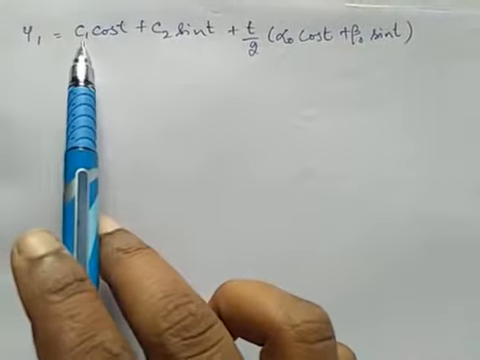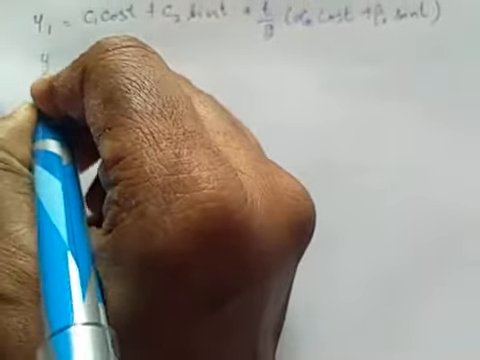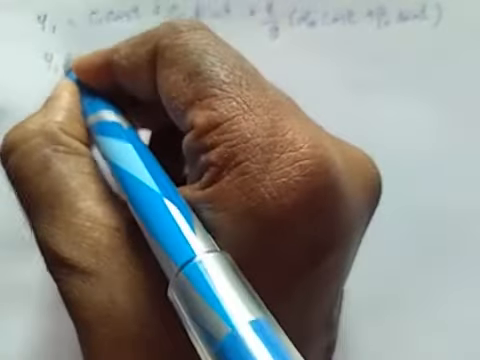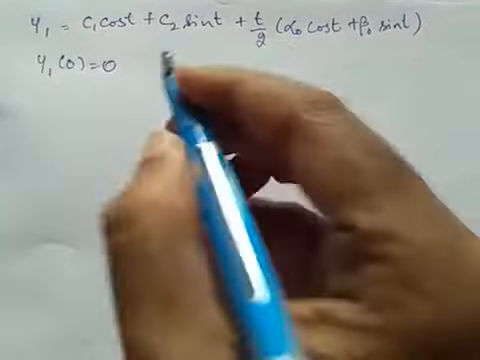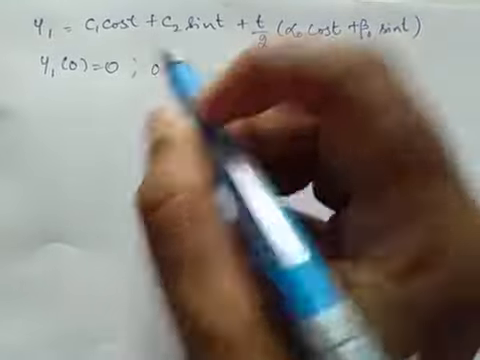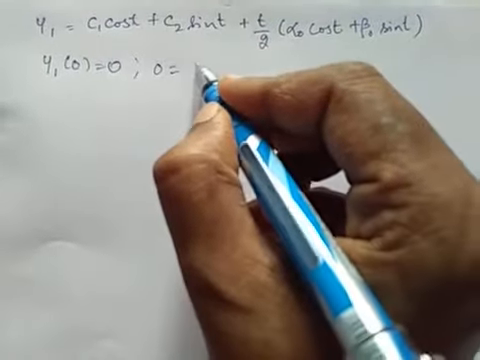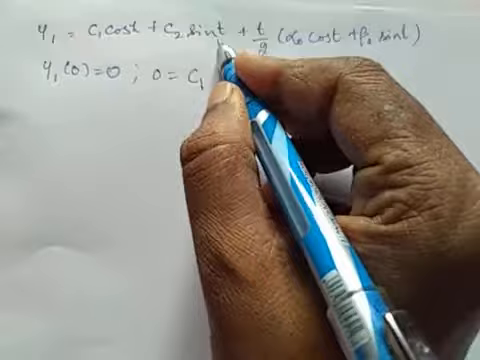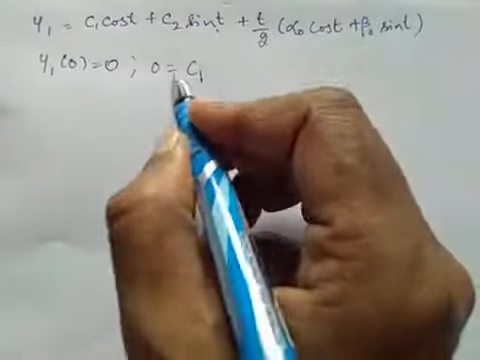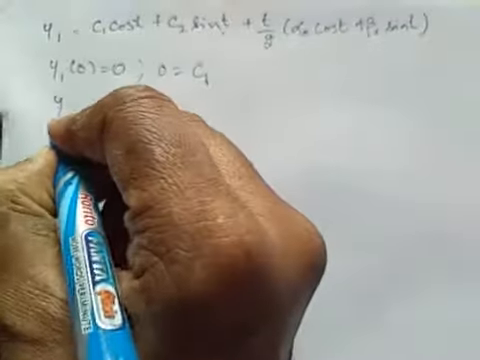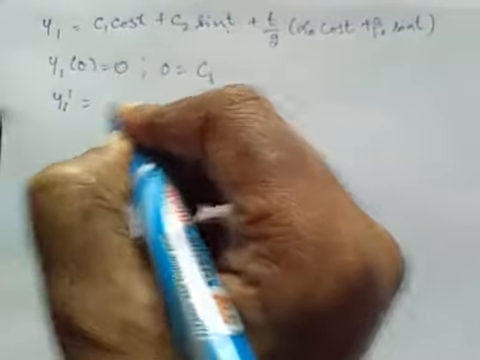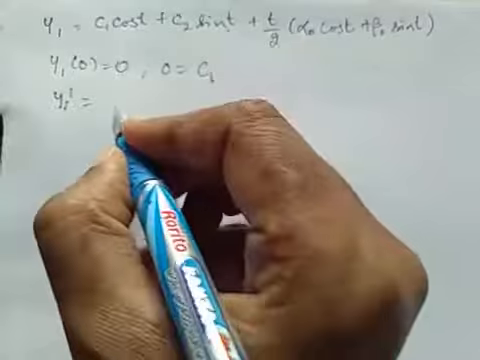Now we have to find the constants c1 and c2 using initial values. So what is our initial condition? y1 of 0 equal to 0. Therefore substitute t is equal to 0 and y1 is 0. We will get 0 is equal to c1 cos 0, cos 0 is 1. Sin t is 0, so this whole term becomes 0. Therefore c1 is 0.